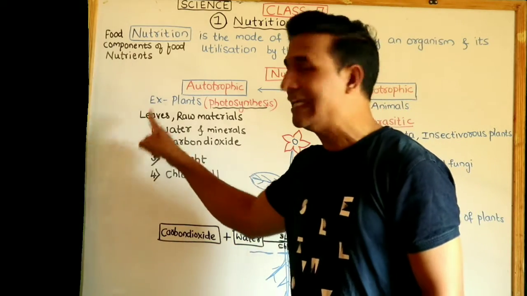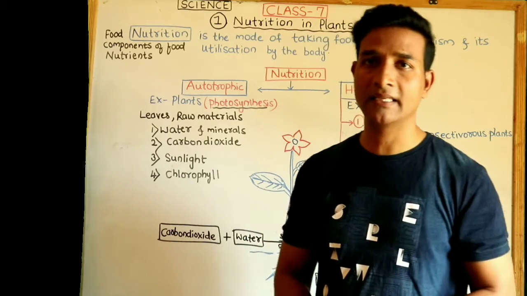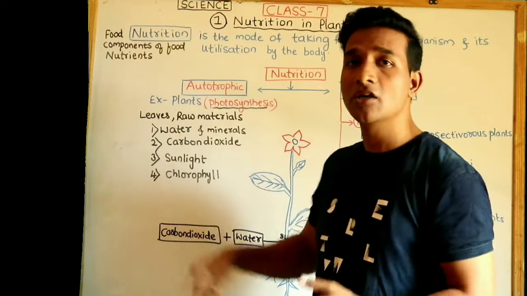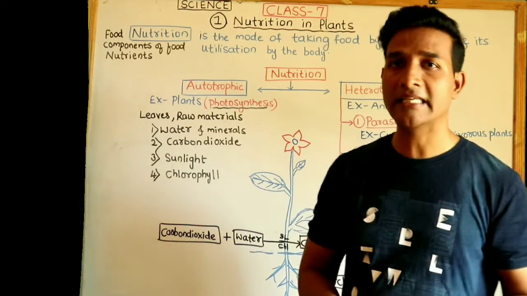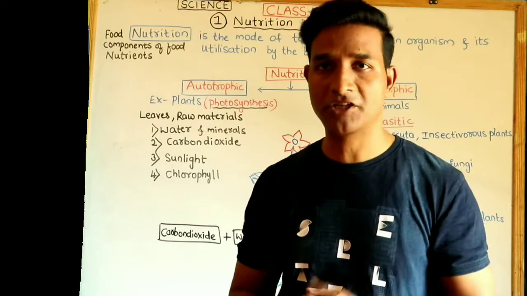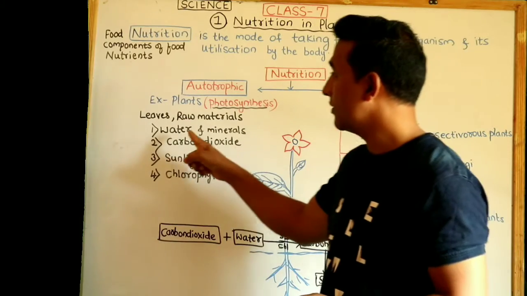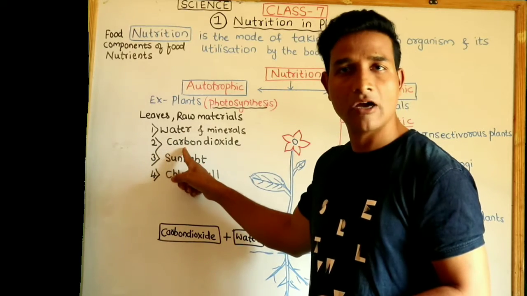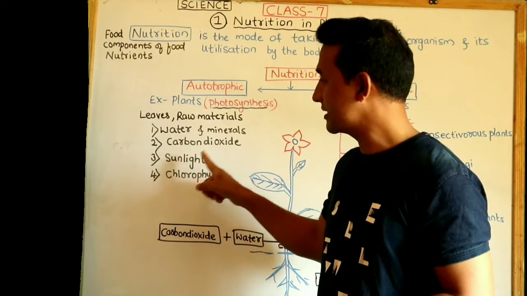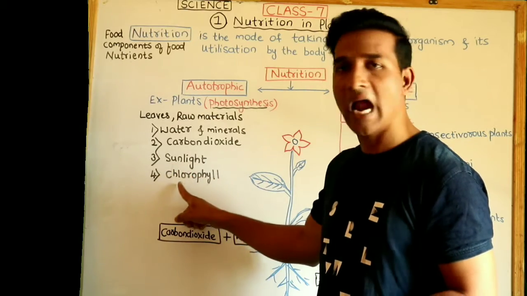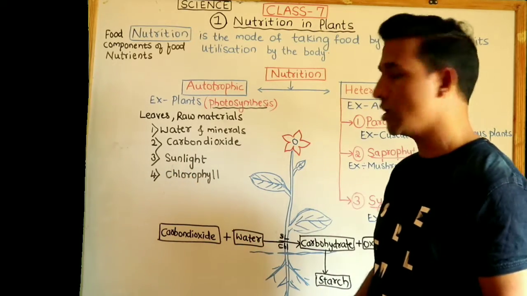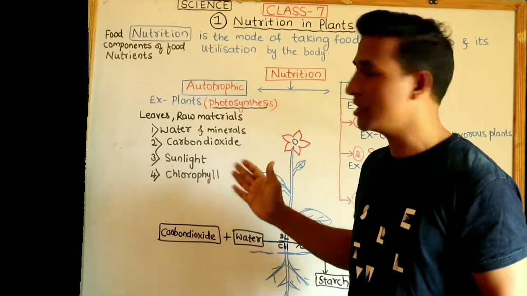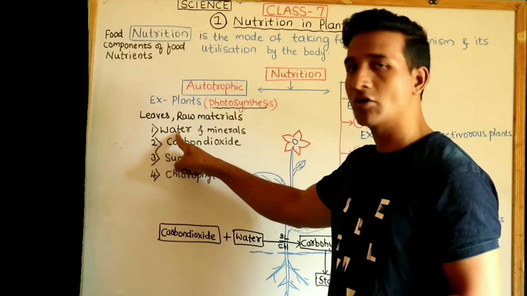Let us study now where the food factory of the plants is. The plants have leaves as a food factory. The food is prepared in the leaf. And what are the raw materials used during food preparation? Plants require water and minerals. They also require carbon dioxide, sunlight, and chlorophyll. Let us study now how the plant obtains these raw materials.